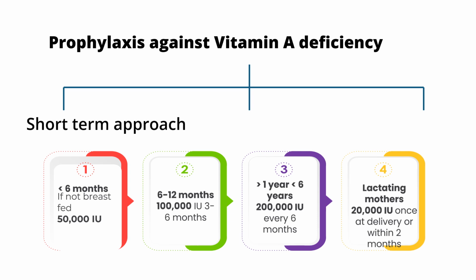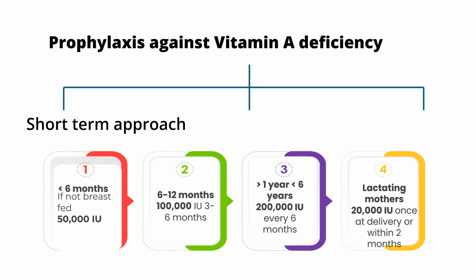If they're breastfed, usually they derive the vitamin A from the mother's milk. So if they're not breastfed, then 50,000 international units is given as oral drops. Between 6 to 12 months, 1 lakh international units every 3 to 6 months. Greater than 1 year and less than 6 years, every 6 months 2 lakh international units are given as oral drops. For lactating mothers, you will give 20,000 international units once at delivery or within 2 months.